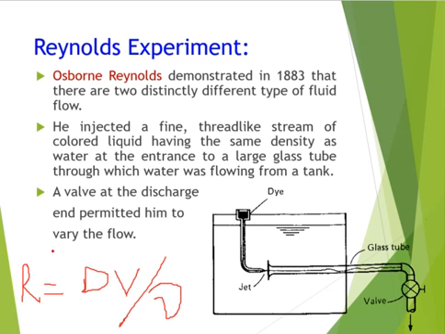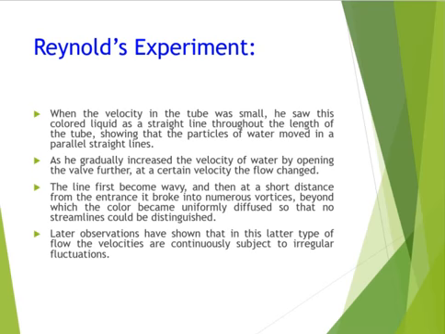The limiting value of the Reynolds number in case of pipe flow is 2000, which is known as the critical Reynolds number. From 2000 to 4000 the flow is transitional, and for more than 4000 the flow becomes turbulent. These values are for pipe flow.